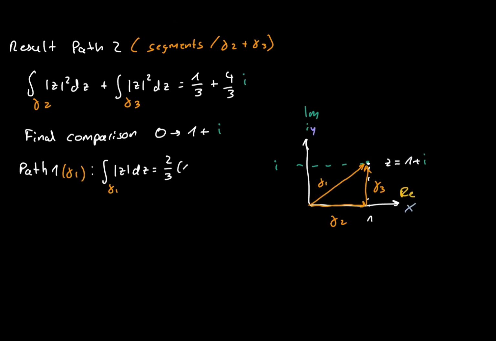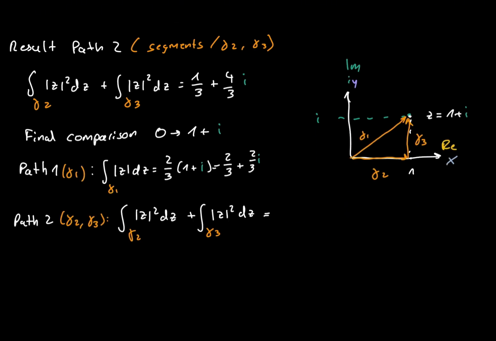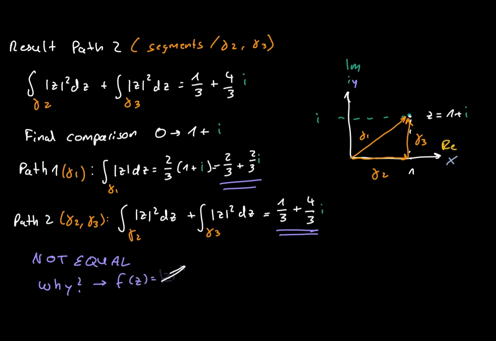Now we compare the results. They are not equal. So the path change and the result change. Why? Because this function is not holomorphic. So there is no antiderivative. And that means the integral depends on the path. This is the key idea. If the function is not holomorphic, the path matters.